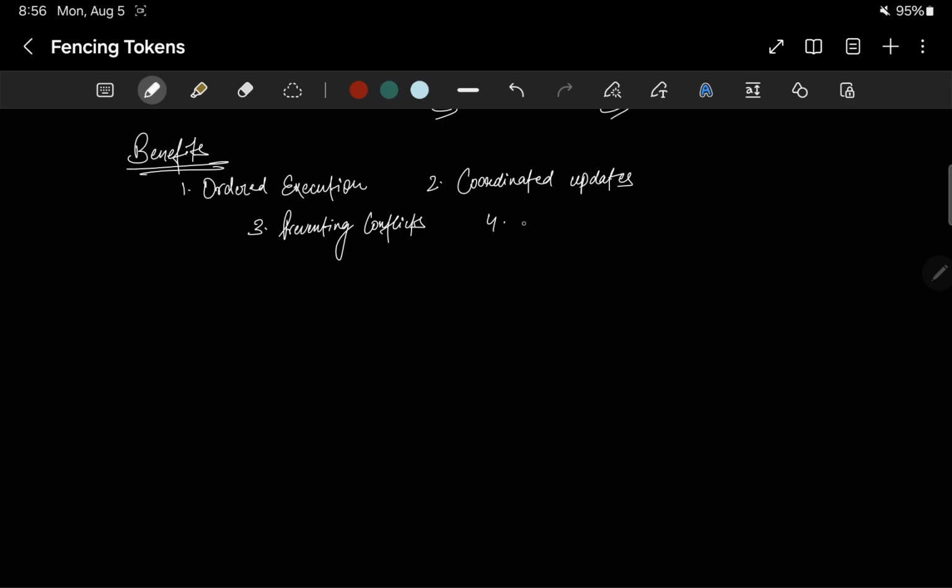Next comes ordered sequence. The ordered sequence facilitated by fencing tokens becomes instrumental in conflict resolution, ensuring that conflicting updates are minimized. And next comes reliability and predictability.